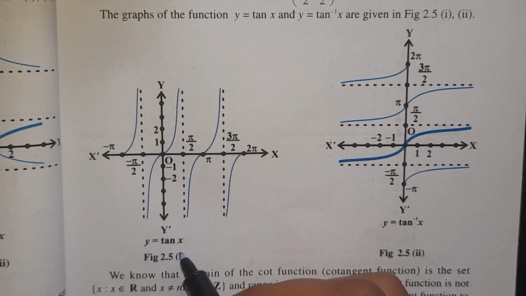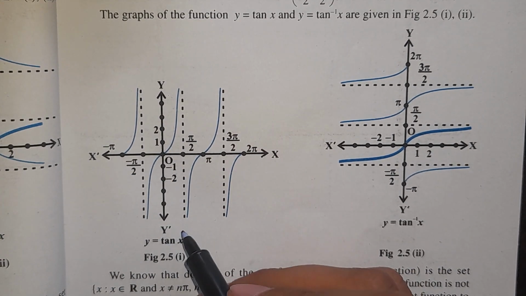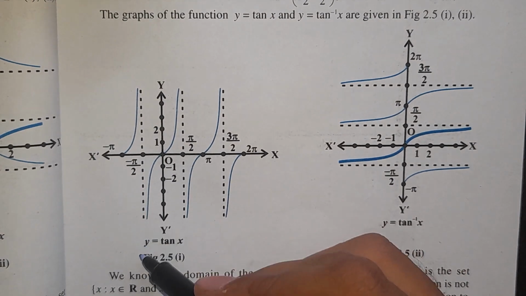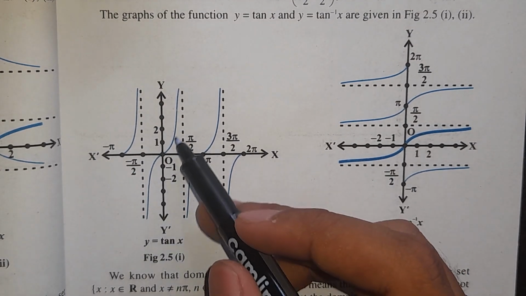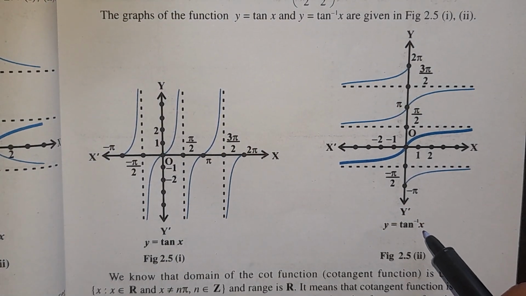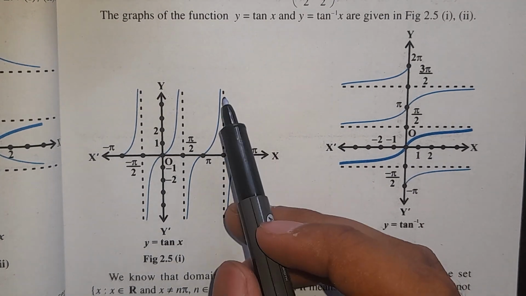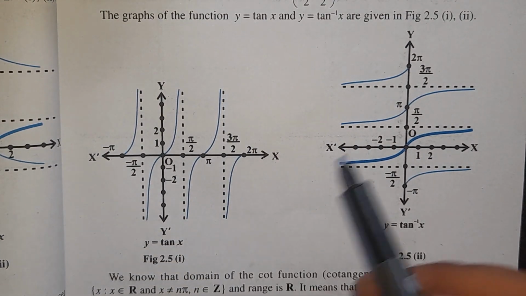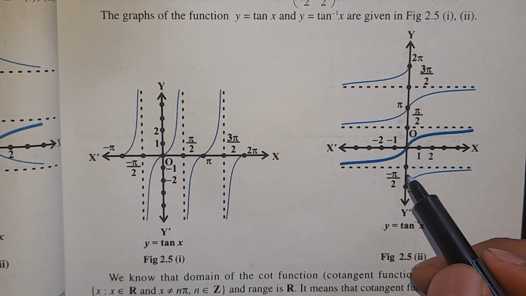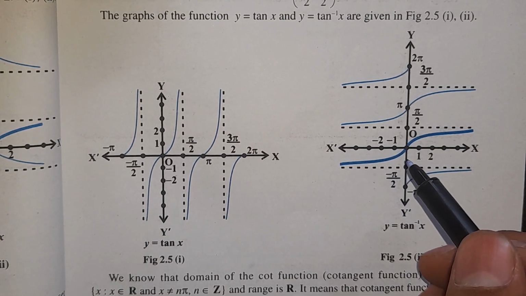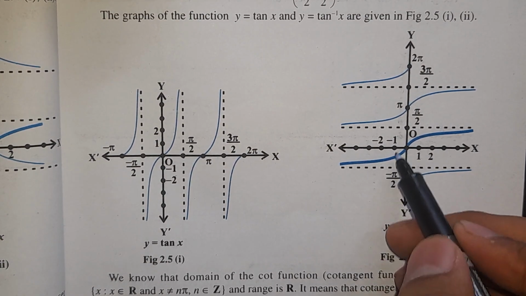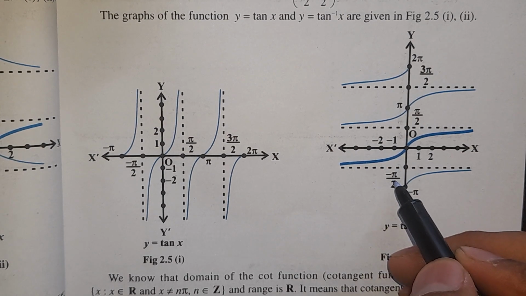This is the tan x graph. The value of the tan x function ranges between -infinity and infinity. This goes down to -infinity, and this goes up to infinity. This is the tan inverse x graph. It is the same, but it goes like this. So if I ask you what is the value of tan inverse of -1, what will your answer be?